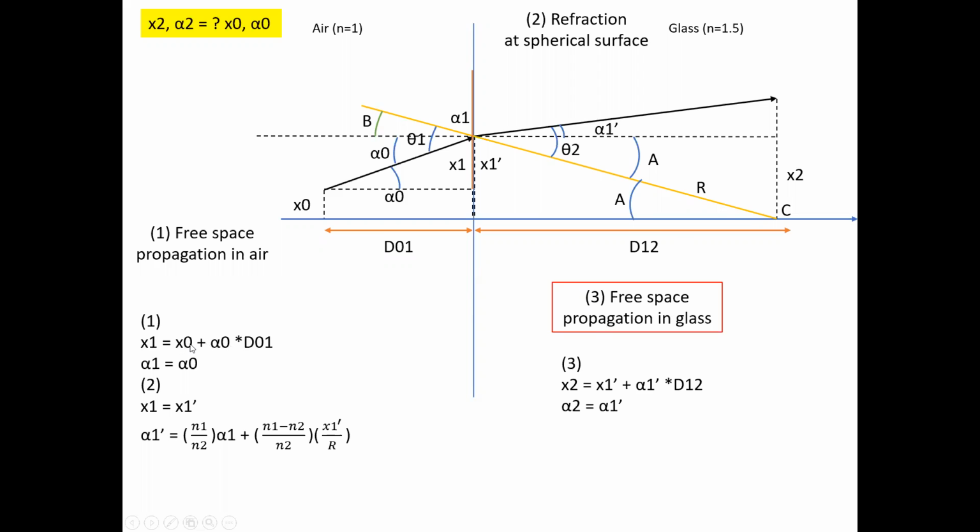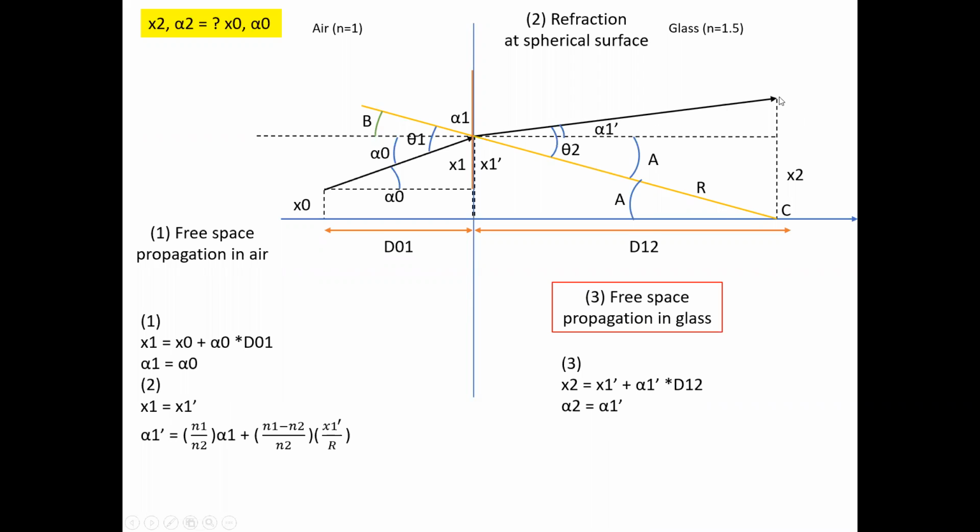So you had x1 equals x naught plus alpha naught times d01. You have x2, in this case, this height, equals x1 prime, this height, plus this extra height, which is equal to alpha 1 prime times d12, the distance propagated along the optical axis. And the angle doesn't change, so alpha 2, the exit angle, would be equal to alpha 1 prime.